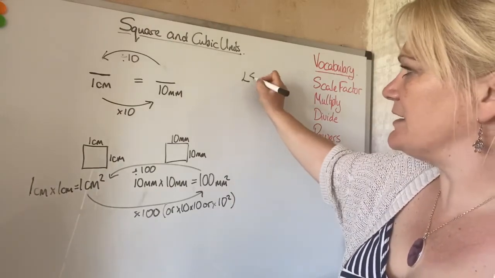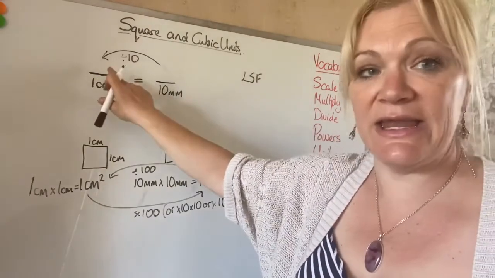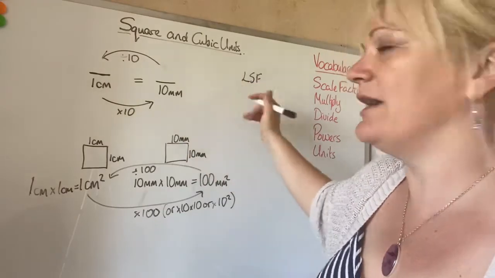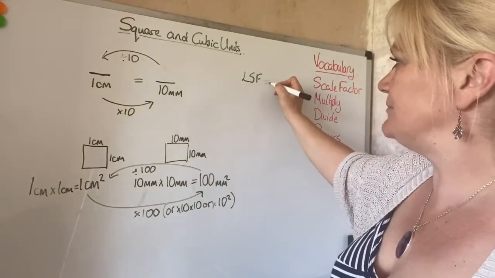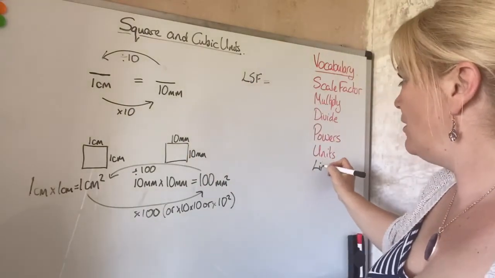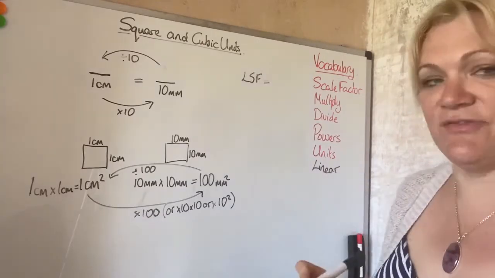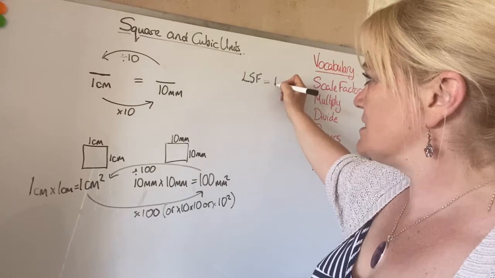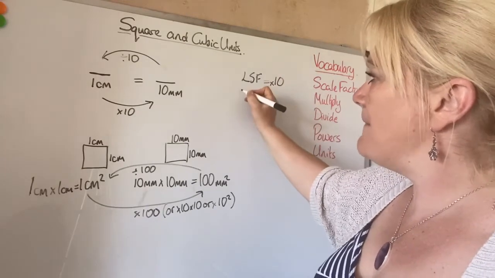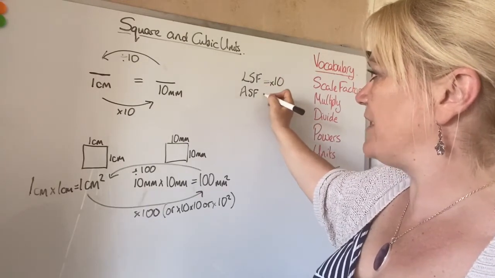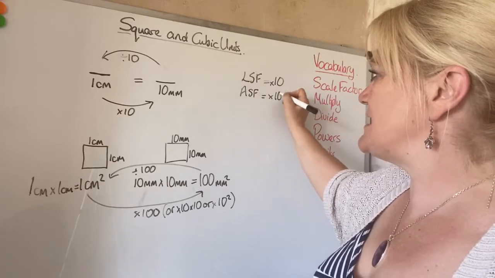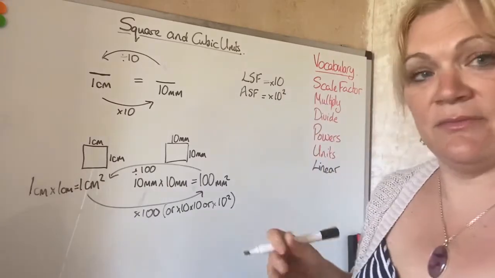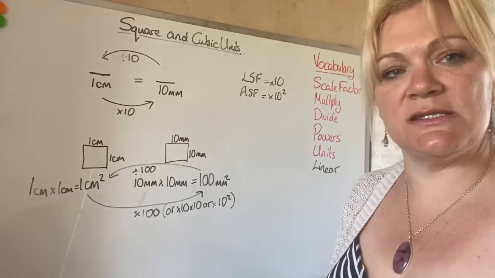So our linear scale factor, that means our line scale factor, linear for line, I'm going to put linear on my vocabulary list because I forgot it on there. My linear scale factor might be times 10, but my area scale factor is going to be times 10 squared because area is a square unit.